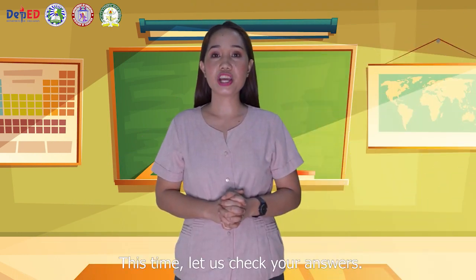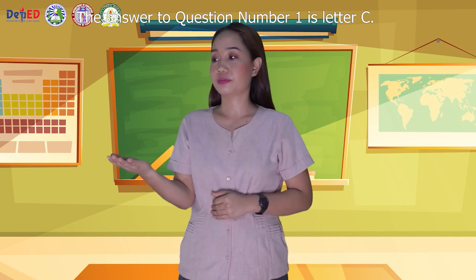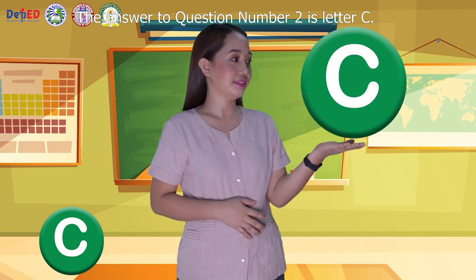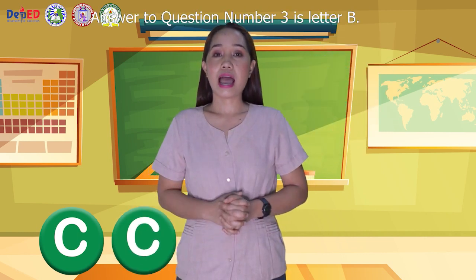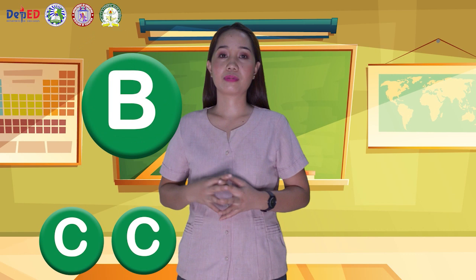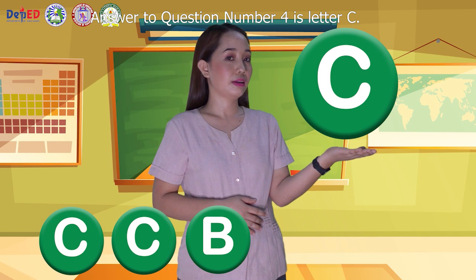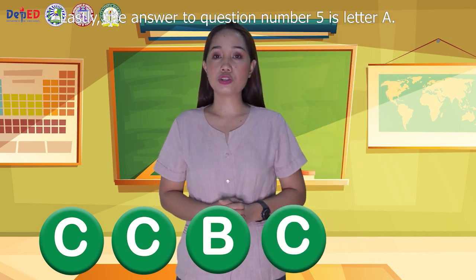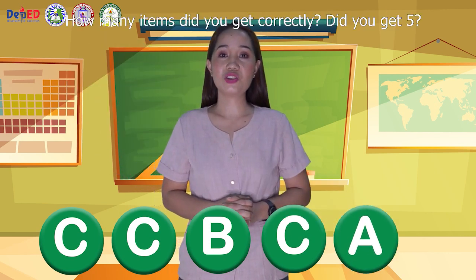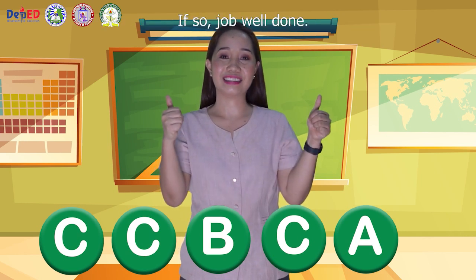This time, let us check your answers. The answer to question number 1 is letter C. The answer to question number 2 is letter C. The answer to question number 3 is letter B. The answer to question number 4 is letter C. Lastly, the answer to question number 5 is letter A. How many items did you get correctly? Did you get 5? If so, job well done.